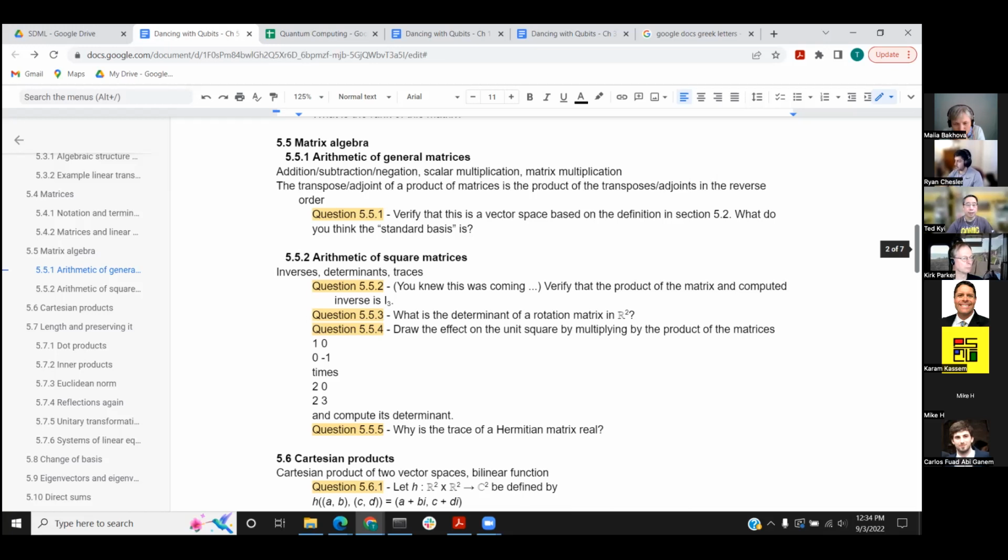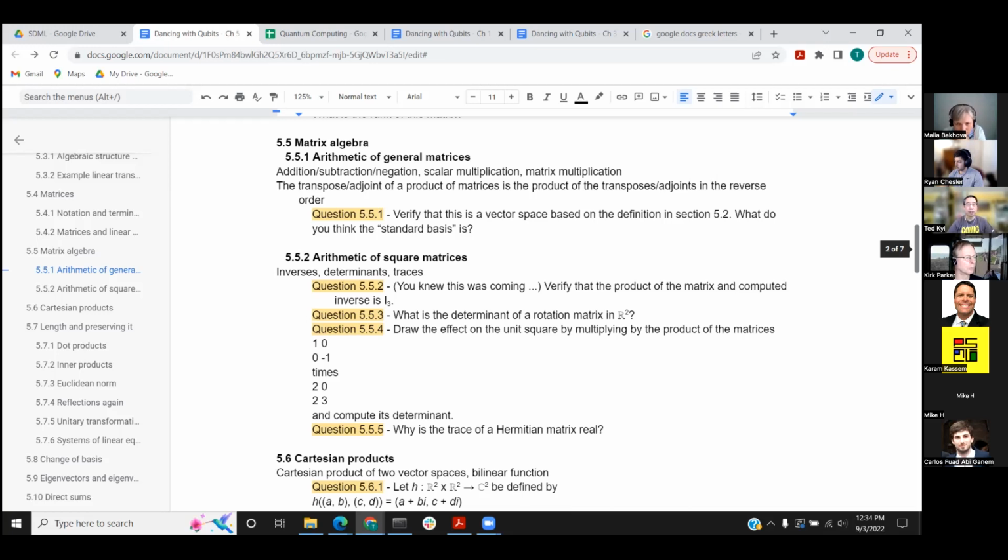All right, let's see here. Arithmetic on square matrices. Now if you have actual square matrices, we can talk about inverses, determinants, and traces. I remember doing a lot of stuff with determinants. I actually don't remember discussing traces that much in my linear algebra class, but I've seen them in ML papers. So I think these are good concepts to know.